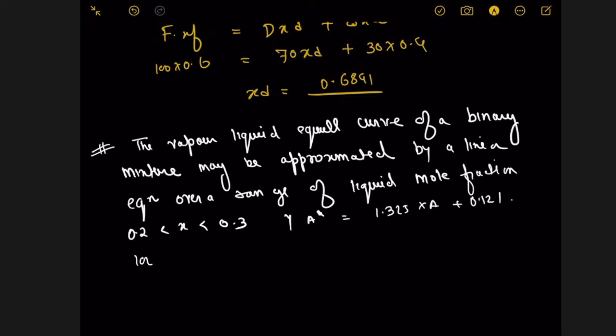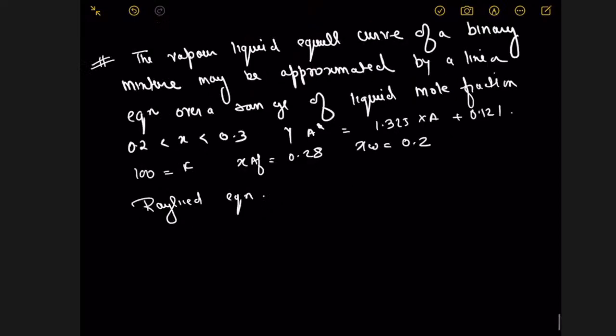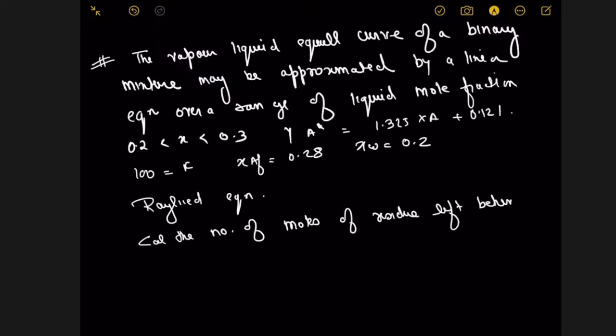Feed is 100 moles. xAF is 0.28. xW is 0.2. So you have to use Rayleigh's equation. Calculate the number of moles of residue left behind in the distillation.